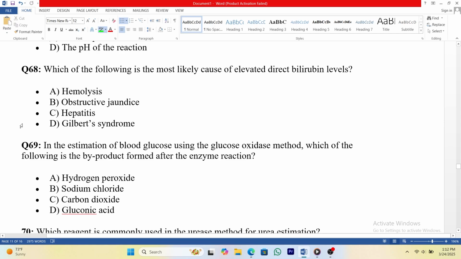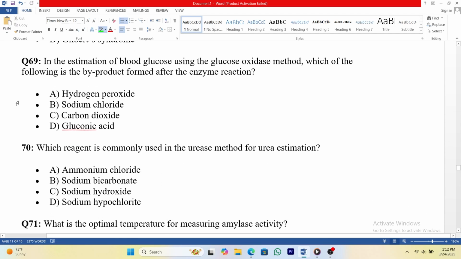A. Hemolysis. B. Obstructive jaundice. C. Hepatitis. D. Gilbert's syndrome. Answer: B. 69. In the estimation of blood glucose using the glucose oxidase method, which of the following is the byproduct formed after the enzyme reaction?